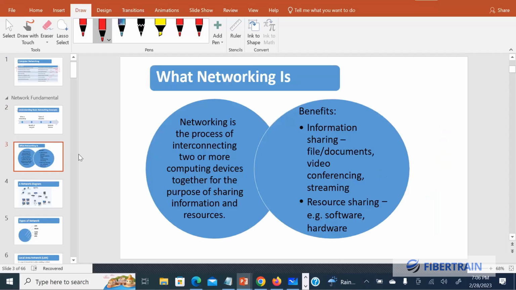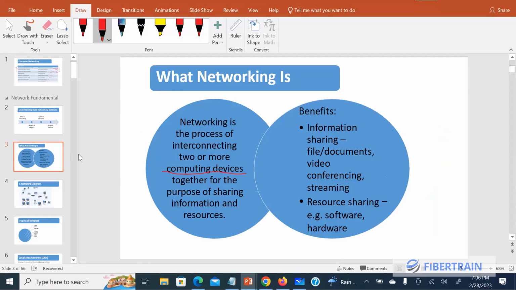Networking basically is a way of interconnecting 2 or more computing devices. Here, it doesn't necessarily need to be a computer, so we use the term computing devices. A computing device could be a smart TV. You could have a TV in your home that connects to the internet, and you could be watching stuff like Netflix from your television. And that makes that device a computing device.